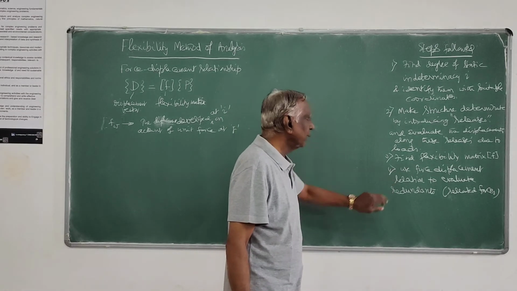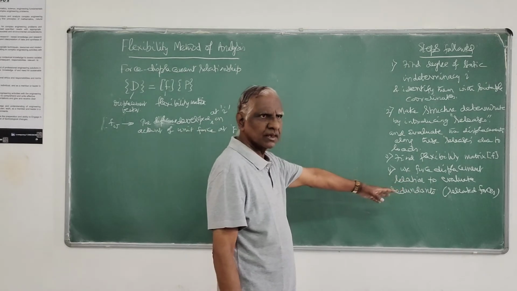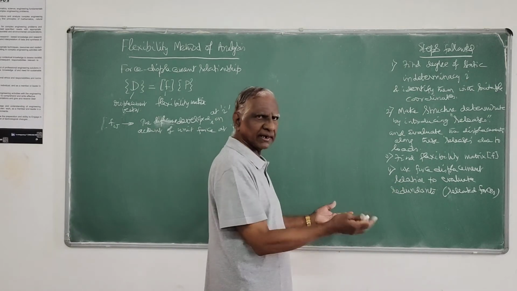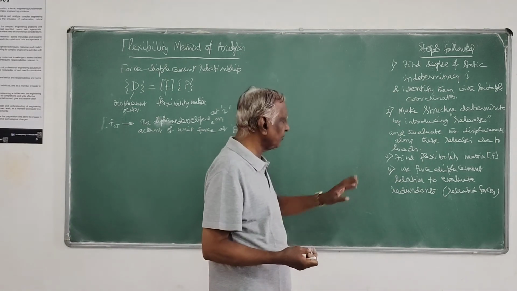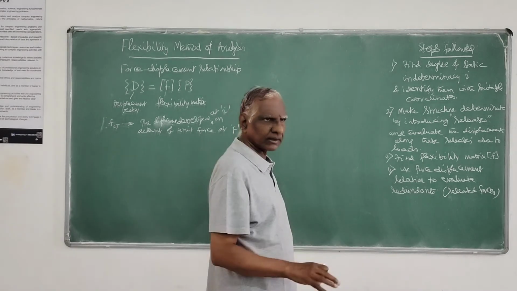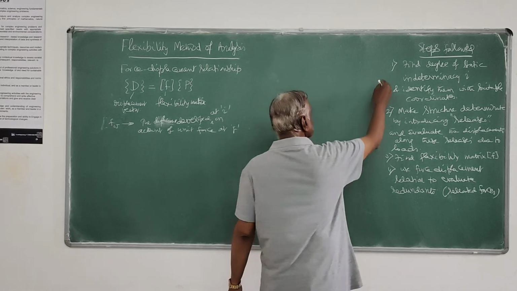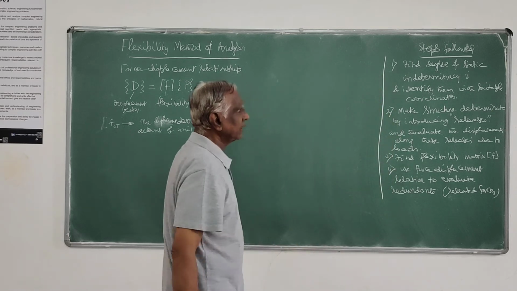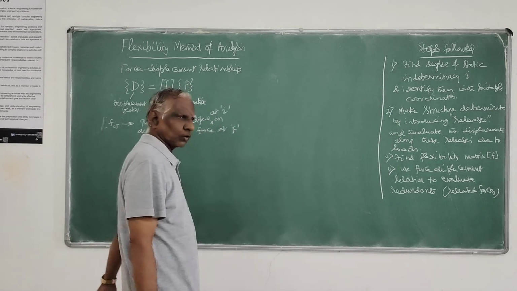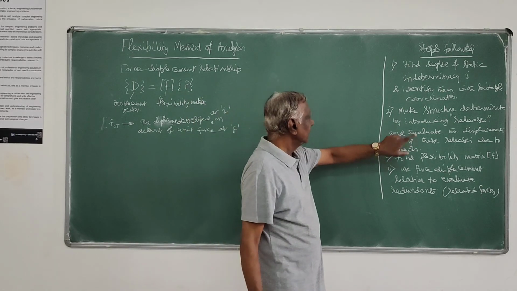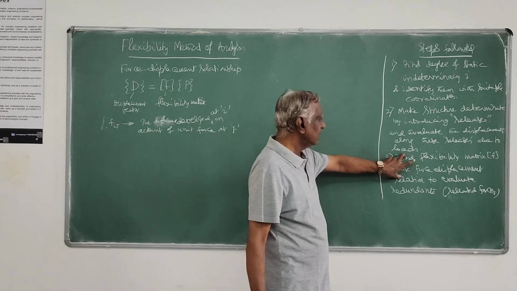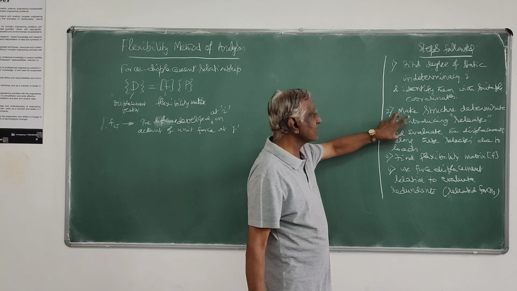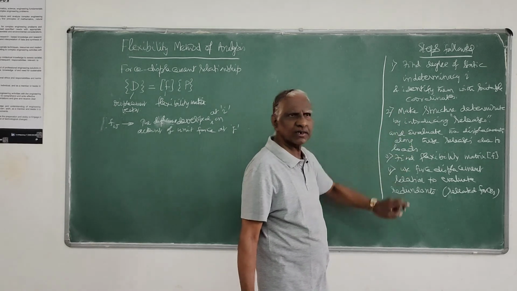Then once you have determined those redundant forces, you can find out the other forces by ordinary equations of equilibrium, and you can plot the bending moment diagram. So the main steps we are following in the flexibility method are only these four. Here the main exercise is this flexibility matrix development as well as this evaluation of displacements.